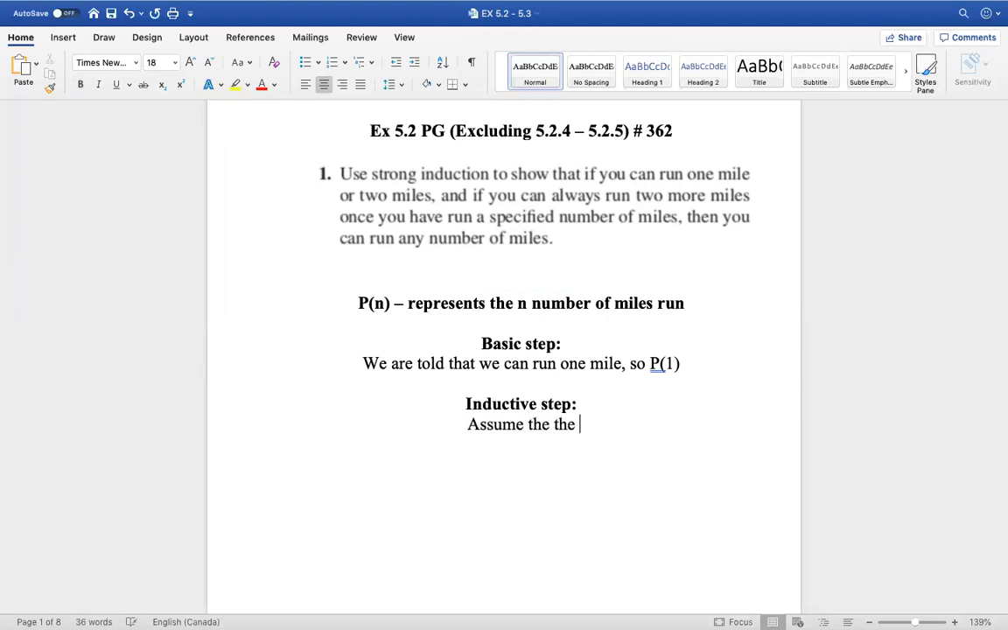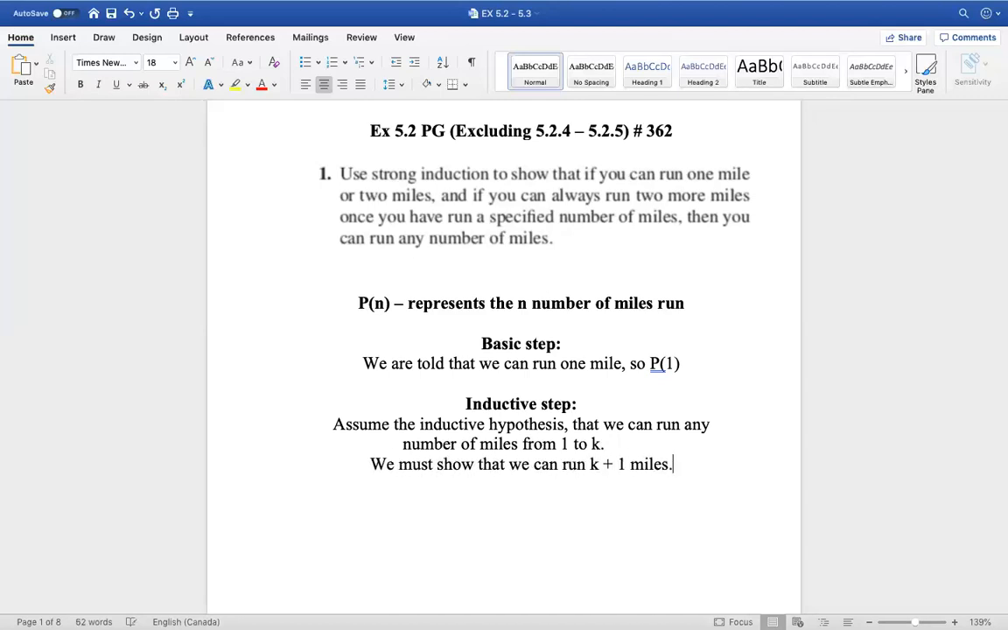We assume the inductive hypothesis that we can run any number of miles from 1 to k. This is our inductive hypothesis. Now we must show that we can run k plus 1 miles. This is how induction works: we assume that P(n), or P(k), is true, and then we try to prove that it's also true for one step ahead. Here, one step ahead is k plus 1 miles. We have to prove that.